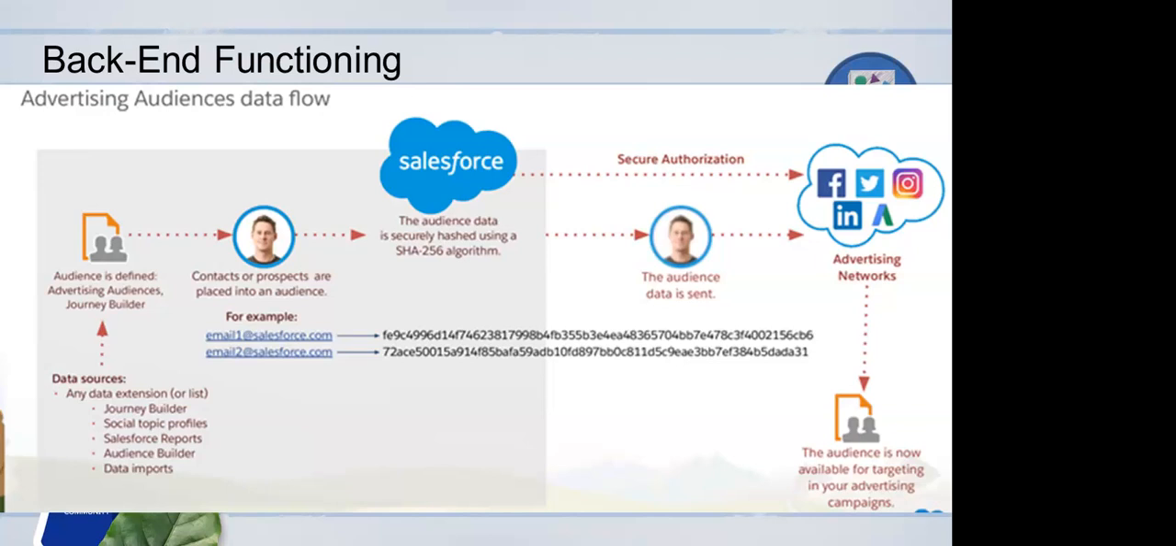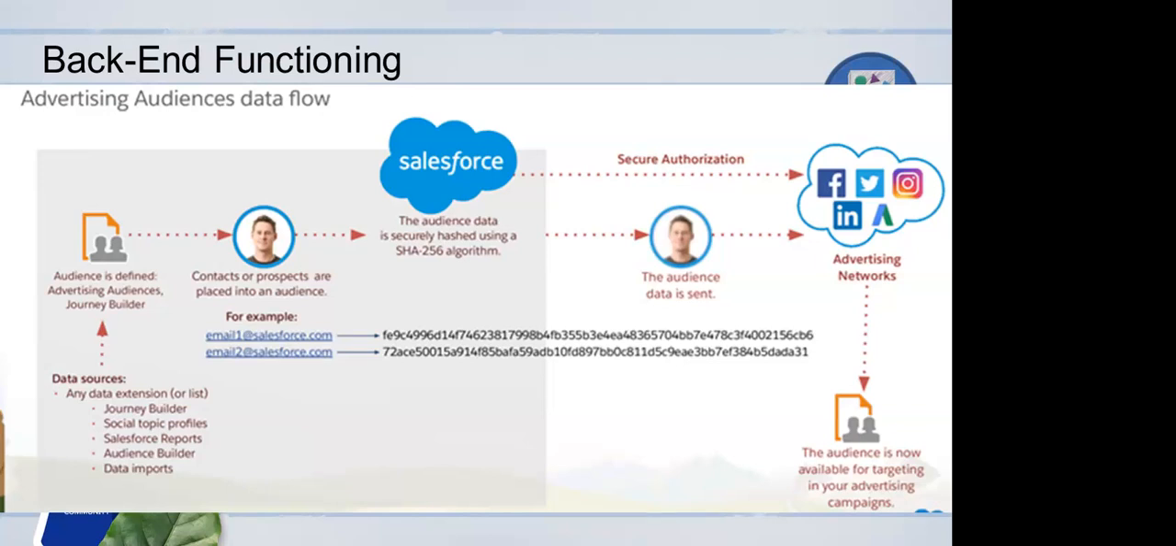Once the audience is defined using either Journey Builder or a list, the contacts or prospects, or the contact information, is placed as an audience in the data extension or the list you define. Then that is hashed using the SHA 256 algorithm once the information is passed from Salesforce to the social channels, in terms of your Facebook, Twitter, Instagram, etc. And that audience data is sent to the respective social channels.